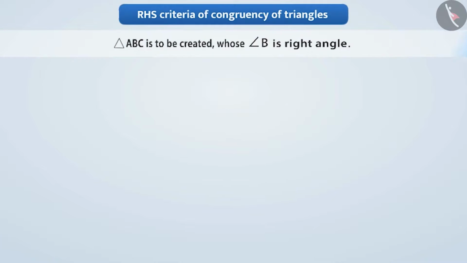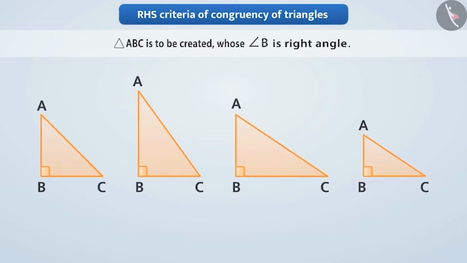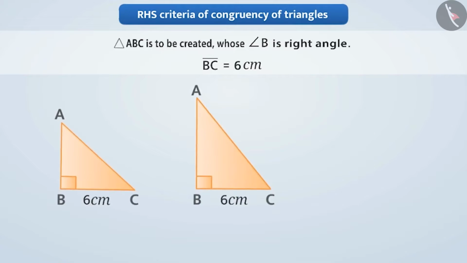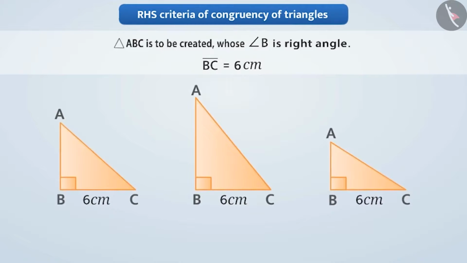From this information, we can make different types of triangles which are not the same size. That is, the information given is insufficient. With this, if you are given a measurement of an arm forming the right angle, such as BC is equal to 6 centimeter, will you be able to construct a unique triangle? In this case also, we will get different types of triangles.